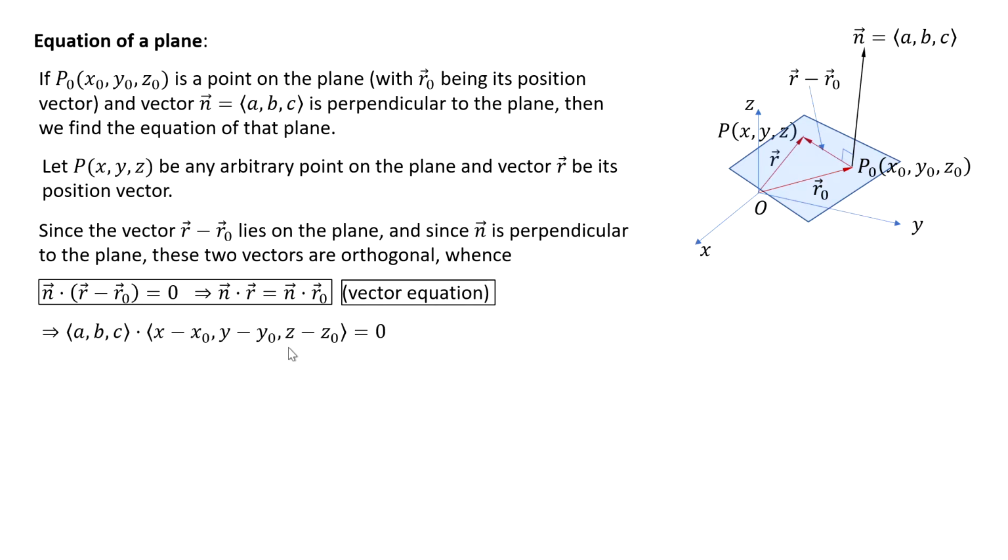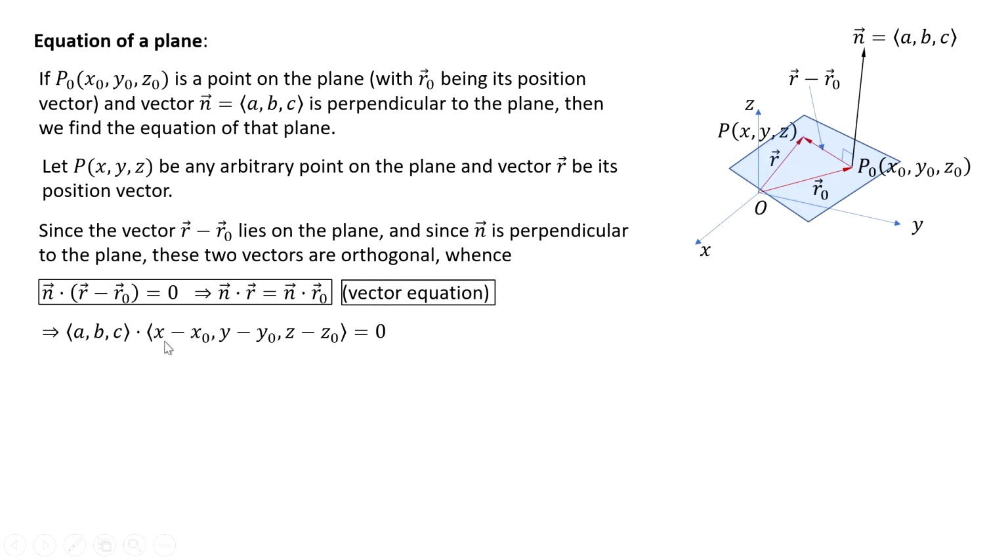Is n just A, B, C, which has components A, B, C? That's what we said here. n has components A, B, C. And r minus r sub 0 is the vector from P sub 0 to P. So if we do head minus tail, we get x minus x sub 0 as the x component, y minus y sub 0 as the y component, and z minus z sub 0. So we are taking the dot product of these two things and setting that equal to 0 based on the vector equation.